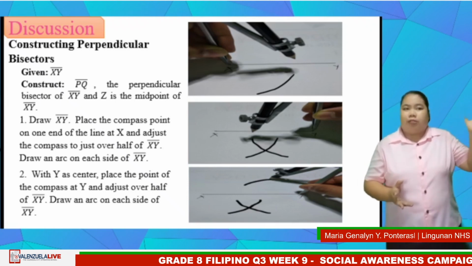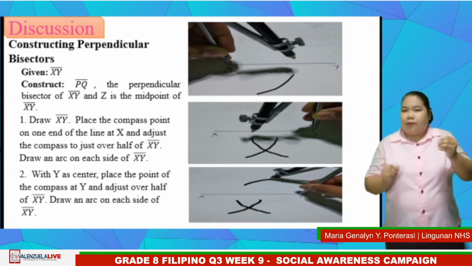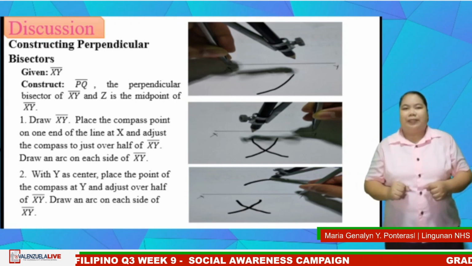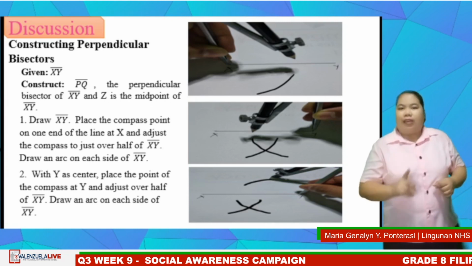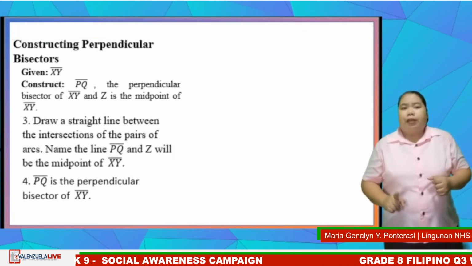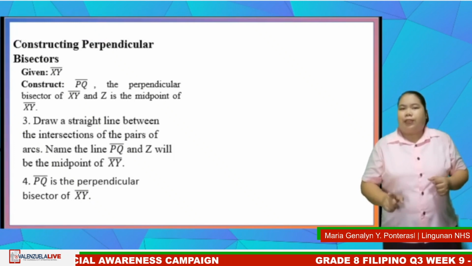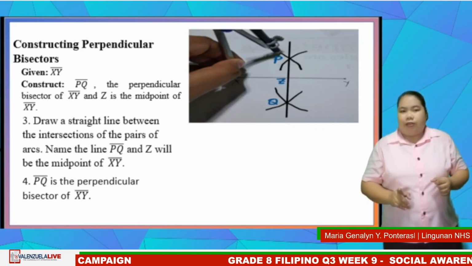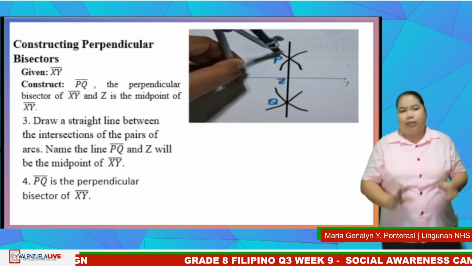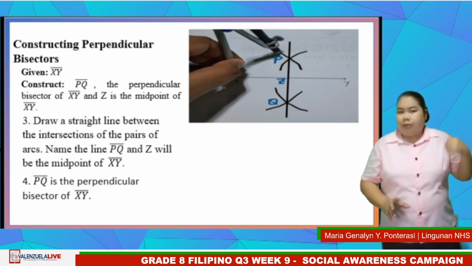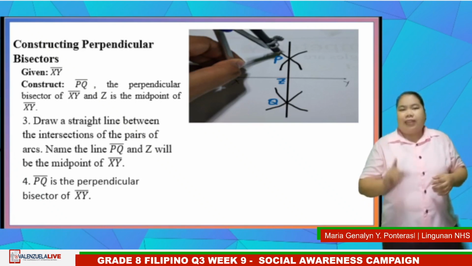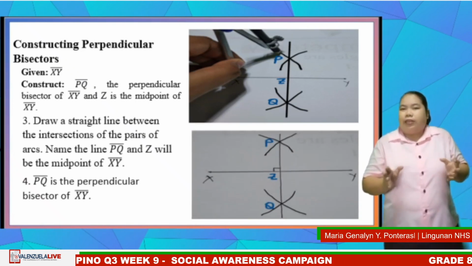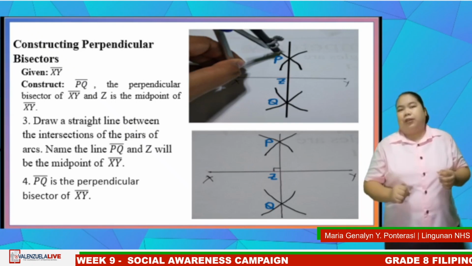Okay, I'll give you time to observe the figures so you can figure out how we are going to construct perpendicular bisectors. Okay, let us have the third step. Draw a straight line between the intersection of the pairs of arcs. Name the line PQ, and Z will be the midpoint of our segment XY, just like in the figure. And lastly, segment PQ is now the perpendicular bisector of XY at point Z.